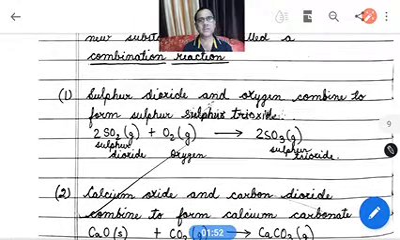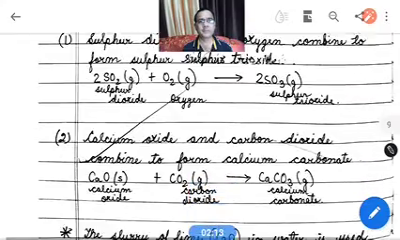See, first example: 2SO2 + O2 gives 2SO3. SO2 is sulfur dioxide, O2 is oxygen, and SO3 is sulfur trioxide. In this example, sulfur dioxide, SO2, and O2 react together and form a single compound, that is SO3, sulfur trioxide. So this is an example of a combination reaction.